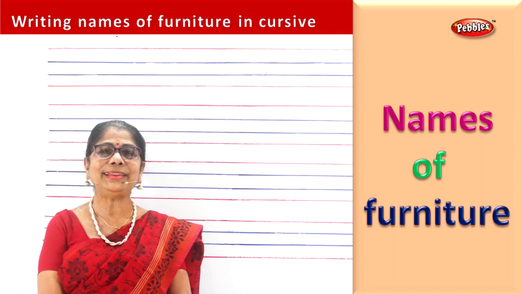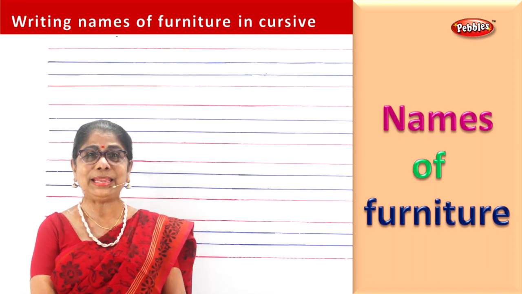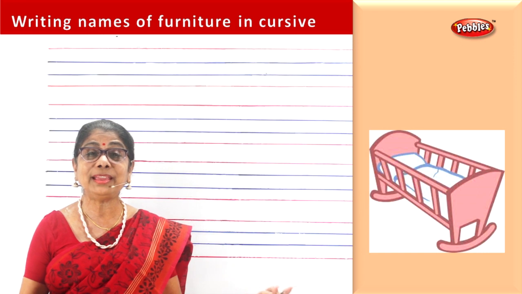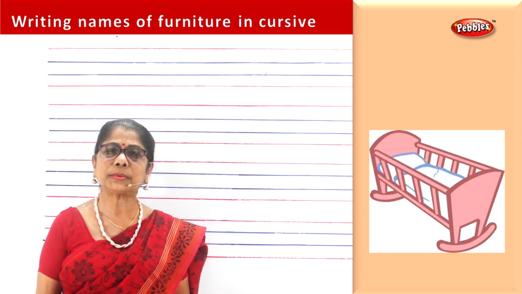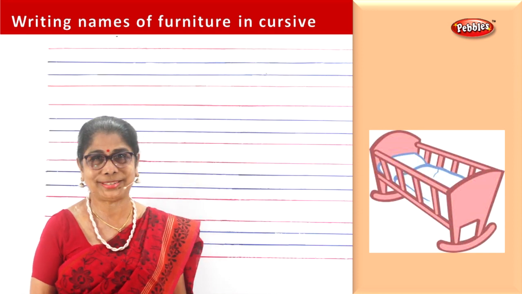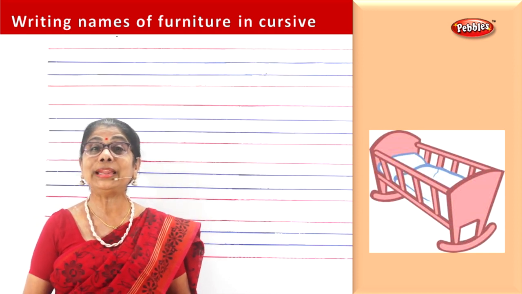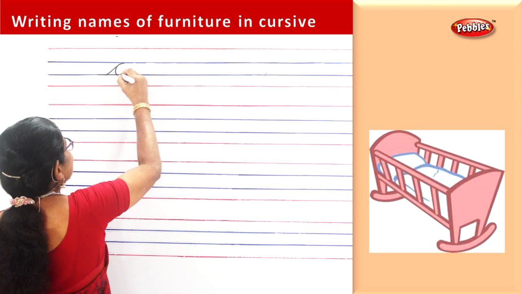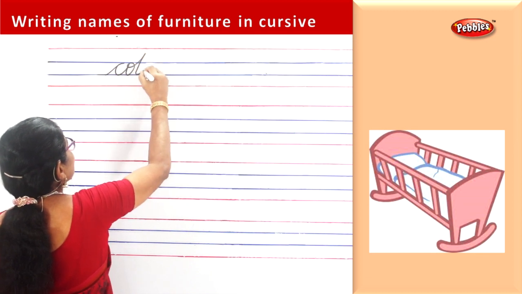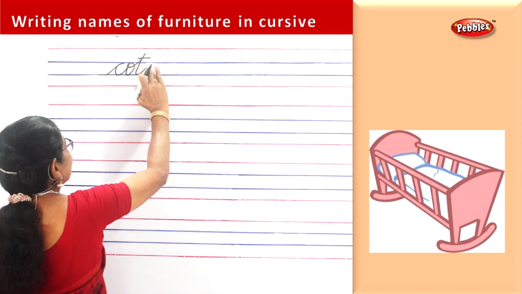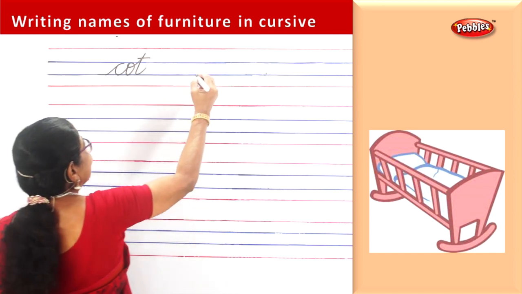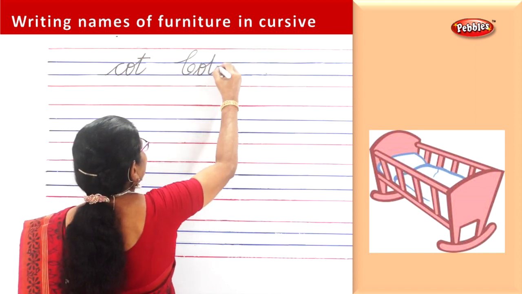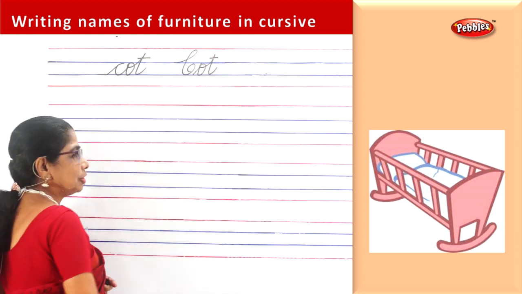Let's take another set of furniture. Now, when you are a tiny little baby, where do you sleep? You sleep in your own cot, yes. You love the tiny cot, cozy cot. Spell cot. C-O-T, cot. So you sleep in your own little cot. C-O-T, cot. Baby cot. Let's write the C capital. C, O, T, cot. Baby cot.